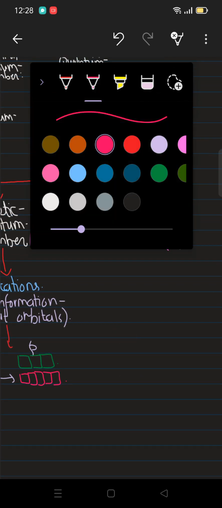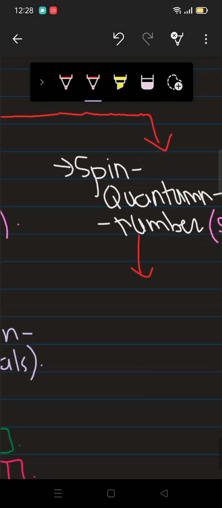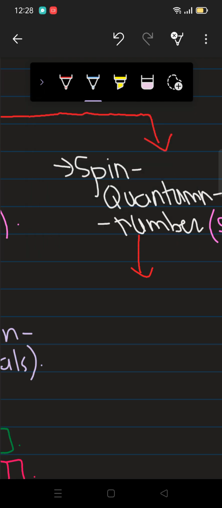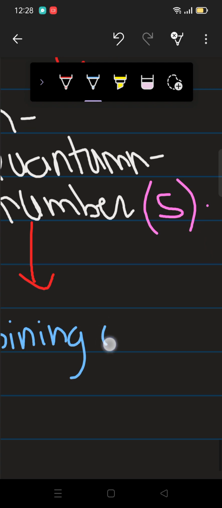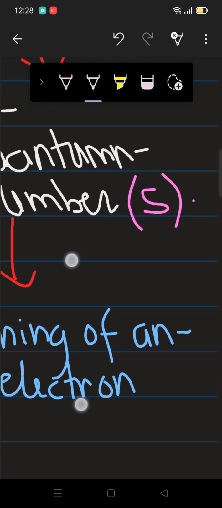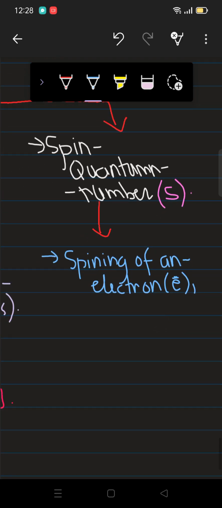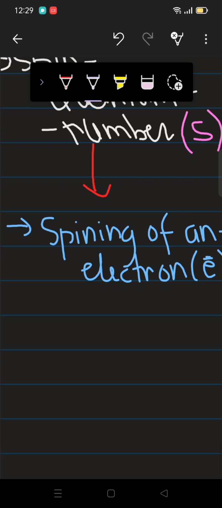So last but not least is the spin quantum number, which is going to tell us about the spinning of an electron. How it is going to revolve. This information we're going to get from the spin quantum number.